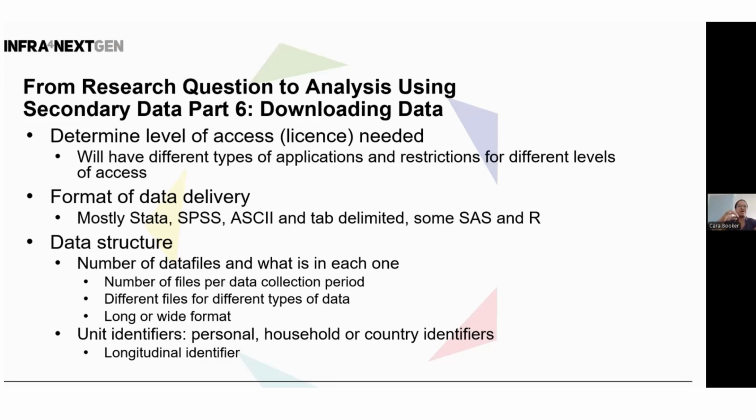They might have different files that have different types of data. So in Understanding Society, for example, we've got a data file that's just for income data, or a data file that's just for the newborns, information about the newborns born in that wave. If you're getting one file for the whole data set, is it in a wide format or a long format? And what are the unique identifiers? What are the identifiers that identify each individual, or the households, or the schools? And if it is a longitudinal data set, how do you identify people across time?